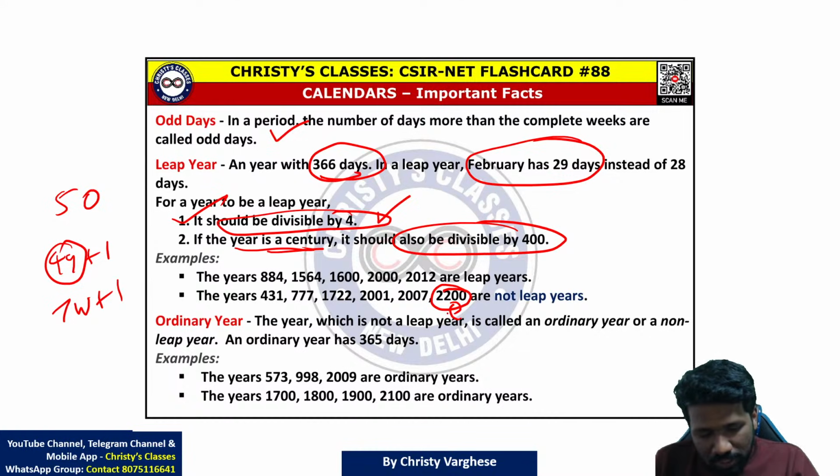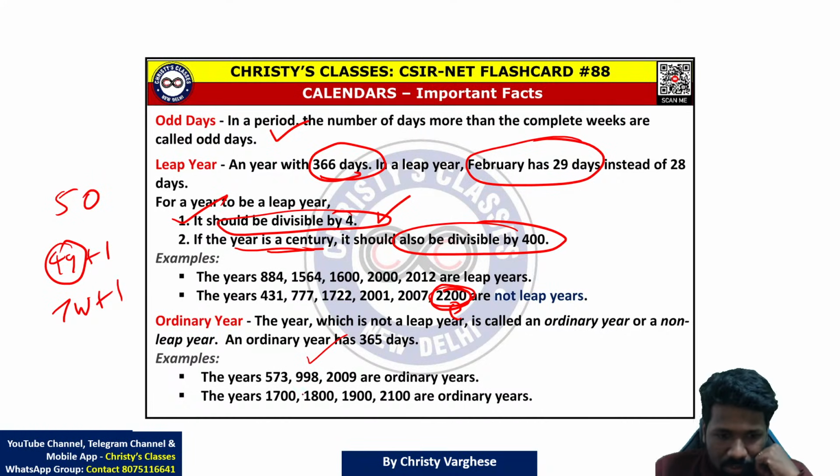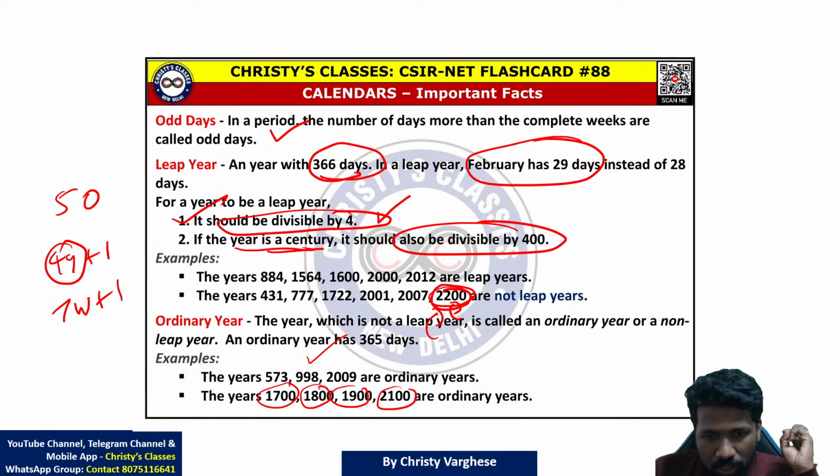Multiple of 100 के लिए 400 से भी divisible होना चाहिए. 2200 400 से divisible नहीं है. 400 से divisible means 400, 800, 1200, 1600, 2000, 2400 etc. ये 2200 leap year नहीं है. Ordinary year means year which is not a leap year. या 1700, 1800, 1900, 2100 are all ordinary years because of the reason for 2200.